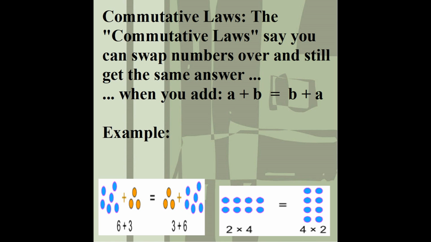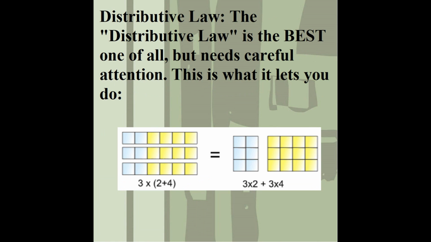The commutative law says you can swap numbers over and still get the same answer. For example, if you add 6 + 3 and you switch it around to 3 + 6, you will still arrive at 9. So it doesn't matter how you switch around the numbers for addition and multiplication, you will arrive at the same answer. Another example, 2 × 4 is the same as 4 × 2. So the commutative laws state that no matter how you switch around the numbers, you will arrive at the same answer. Then we have the distributive law.